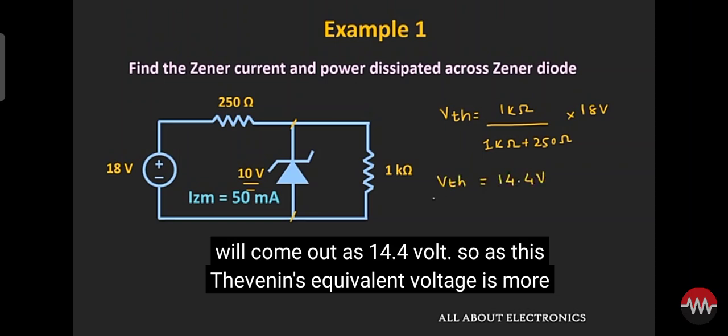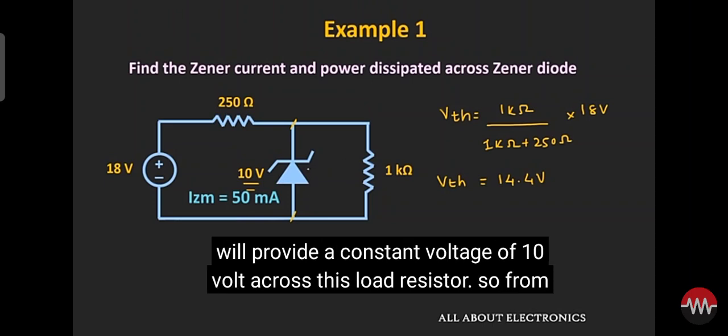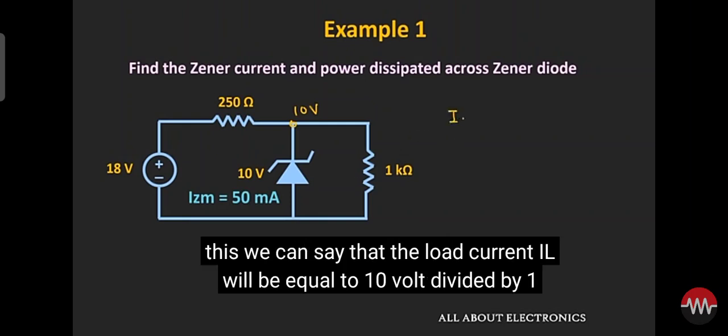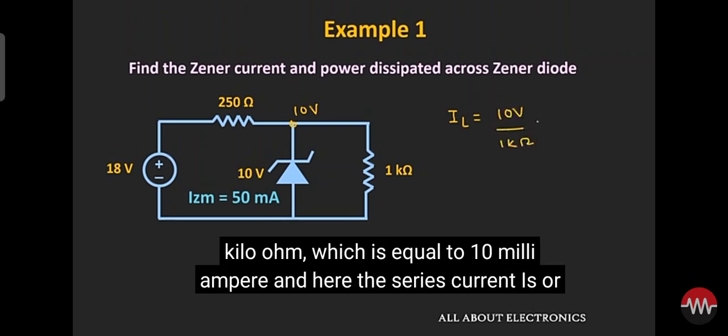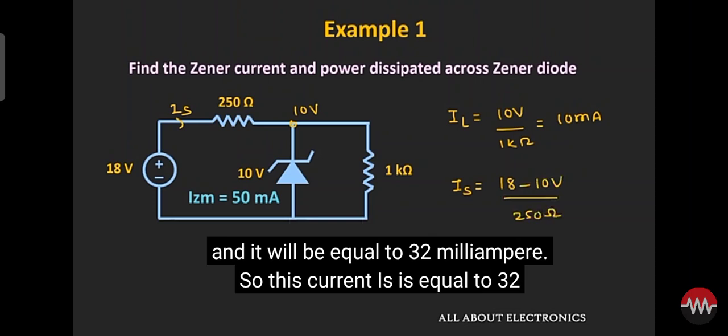So as this Thevenin's equivalent voltage is more than 10 volt, so this Zener diode will operate in the breakdown region, and it will provide a constant voltage of 10 volt across this load resistor. So from this we can say that the load current IL will be equal to 10 volt divided by 1 kilo ohm, which is equal to 10 milliampere. And here the series current IS or the source current IS will be equal to 18 volt minus 10 volt divided by 250 ohm, and it will be equal to 32 milliampere.